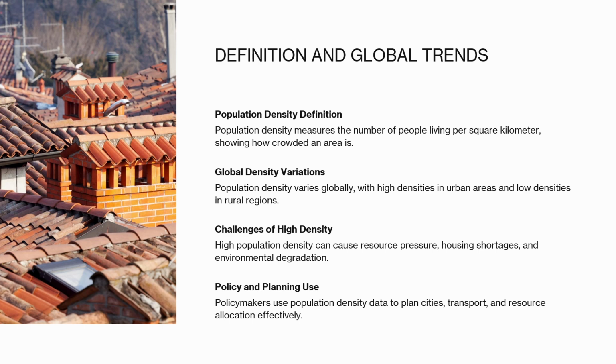So, population density definition, global density variation. Population density varies globally, with high density in urban areas and low densities in rural areas. And why is this so? Because of various factors like education, economic opportunity, and so on.